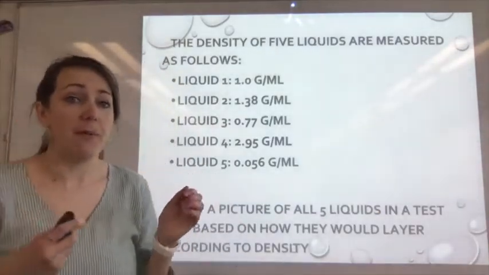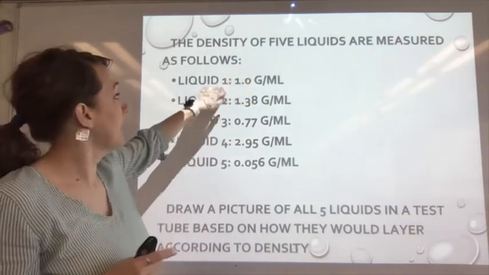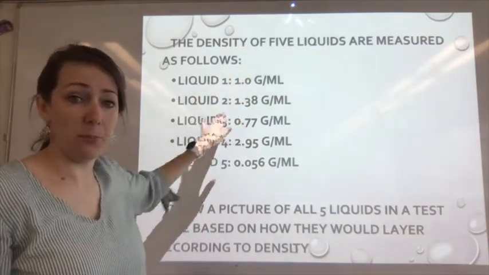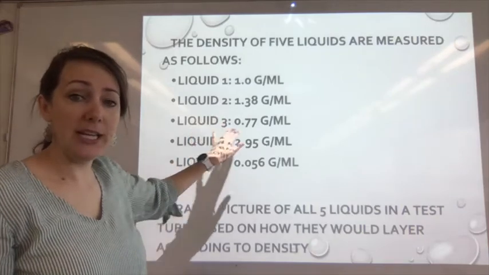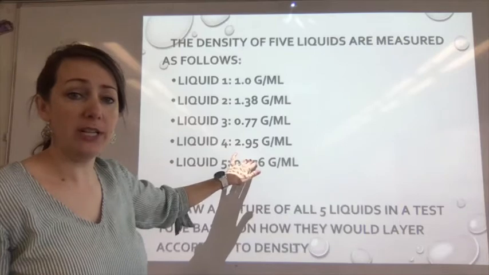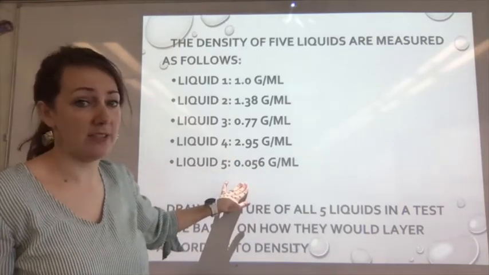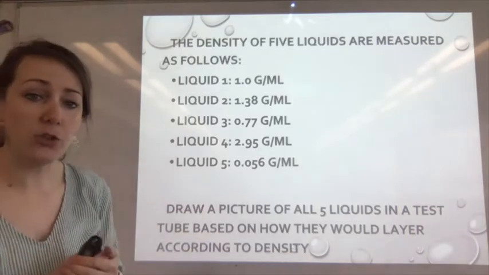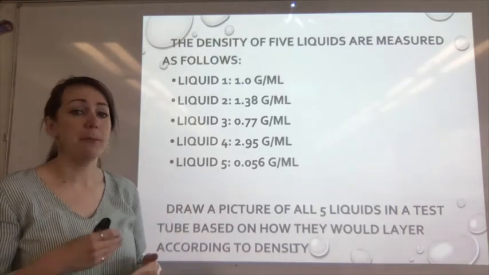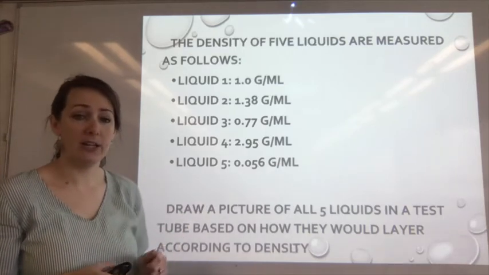Okay, so let's do a problem. The density of 5 liquids are measured as follows. Liquid 1 has a density of 1, liquid 2 a density of 1.38, liquid 3 a density of 0.77, liquid 4 a density of 2.95, liquid 5 a density of 0.056. What I want you to do is, in your notes, draw a picture of all 5 of these liquids in a test tube based on how they would layer according to density. So hit pause, go ahead and draw that.